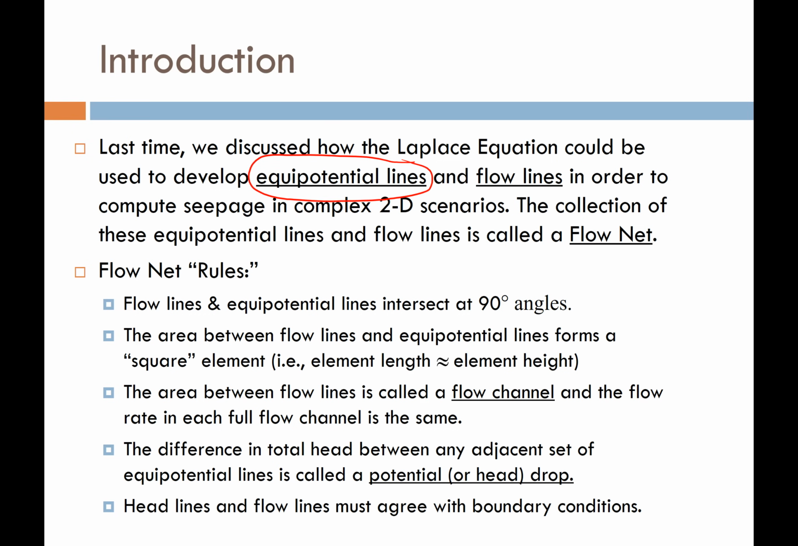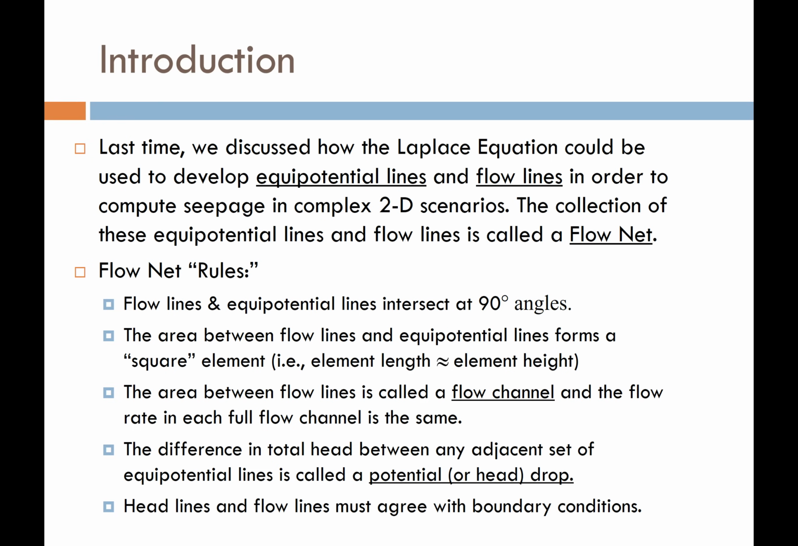And then we talked a little bit about how we could solve another equation similar to the Laplace equation, but perpendicular in essence to the equipotential lines, and we call those flow lines, and they represent the path that a drop of water would take to travel through the soil. And we talked about how we could solve these different equipotential lines and flow lines using numerical methods such as finite element, or we can approximate a solution using finite difference with known boundary conditions.